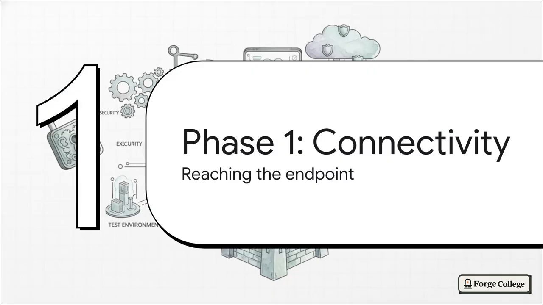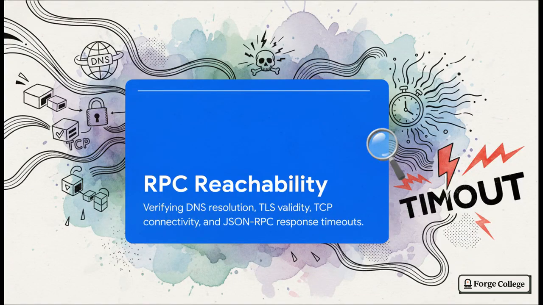Moving on to Phase 1, connectivity. Are we even reaching the endpoint? Conceptually, this is where we ask the most basic question of all. Can mission control actually talk to the launchpad? We're talking about RPC endpoint reachability here. This means verifying your DNS resolution, checking TLS validity, establishing TCP connectivity, and timing your JSON-RPC responses. You really have to capture that round-trip time. And keep a close eye out for intermittent failures, because a repeated timeout almost always means there's a structural network problem that needs your attention immediately.